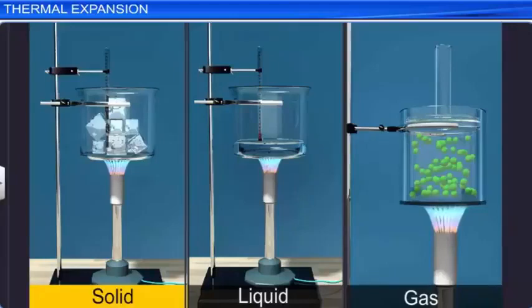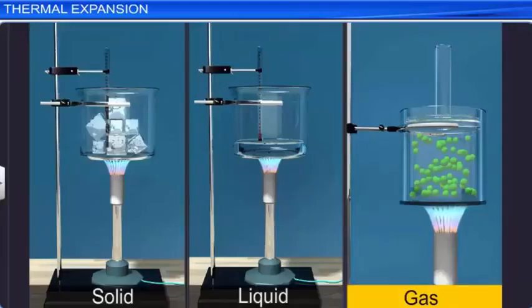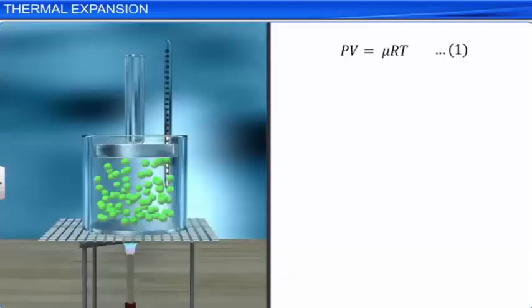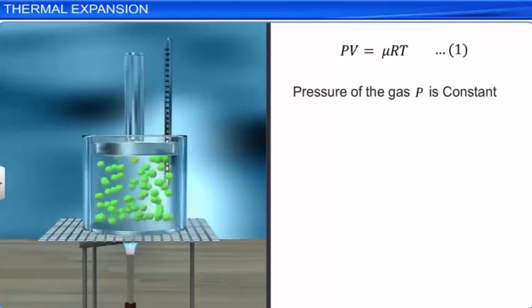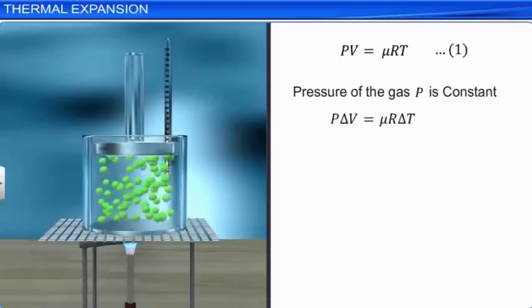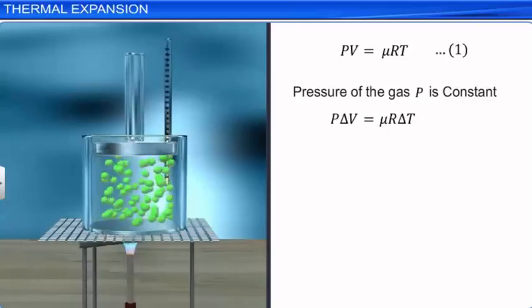When a solid, liquid and a gas are heated, the gas expands more than the solid and the liquid. For an ideal gas, PV is equal to mu RT. Let this be equation 1. If the pressure of the gas is constant, on differentiating equation 1, we get P delta V equals mu R delta T. Let this be equation 2.